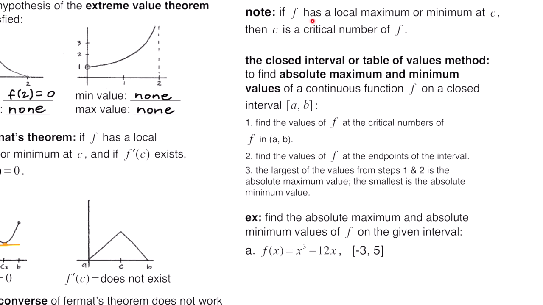This example says if f has a local maximum or minimum at c, then c is a critical number of f. Next, we're going to do the closed interval or table of values method. What we're using this method for is to find absolute max and minimum values of a continuous function f on a closed interval from a to b. So we have our steps written out here. Step 1 says find the values of f at the critical numbers of f in that open interval from a to b. Then you're going to find the values of f at the endpoints of the interval. And the largest value from steps 1 and 2 is going to be the absolute maximum value, whereas the smallest number is going to be the absolute minimum value.